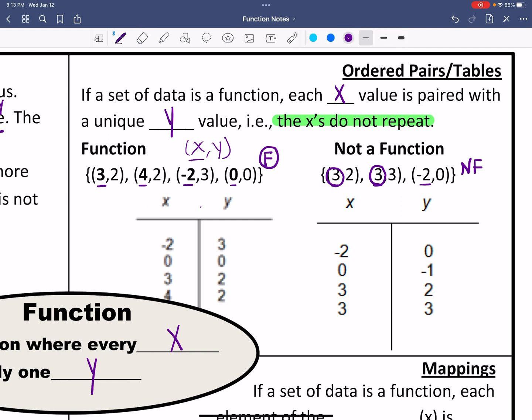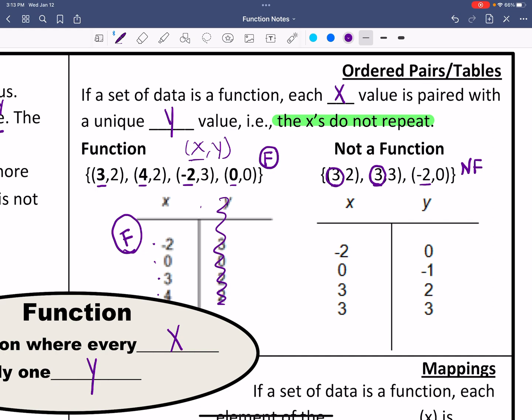So now let's go ahead and look at tables. On tables, remember you have been given an x column and you have also been given a y column. You are only concerned with looking at the x column. So that's going to be this column right here. And you're checking to see if any of your x values repeat. Here I have -2, 0, 3, and 4. Here I see that none of my x values repeat, so this lets me know that this is a function. Again, you are not concerned with your y values, only your x values. So this is a function.